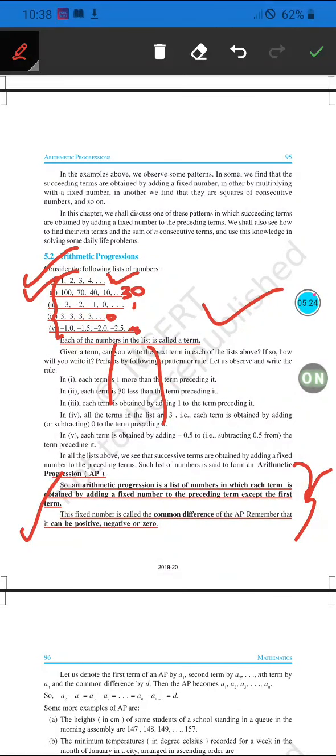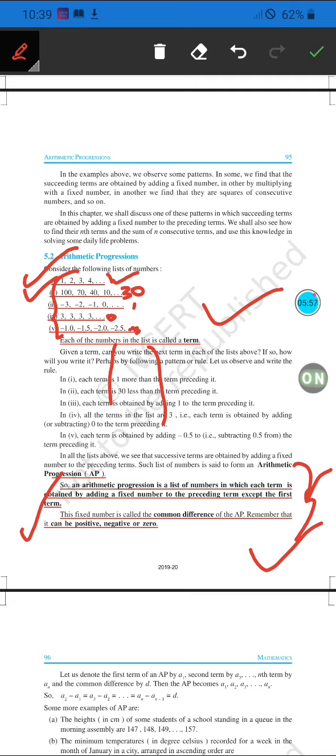Take a simple definition of arithmetic progression other than the book definition. An arithmetic progression is a list of numbers. If the difference between any two consecutive numbers is equal, then it is called an arithmetic progression. Once again, in a progression, if the difference between any two consecutive numbers is equal, that is called an arithmetic progression.